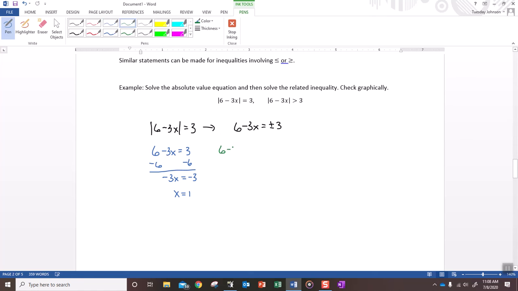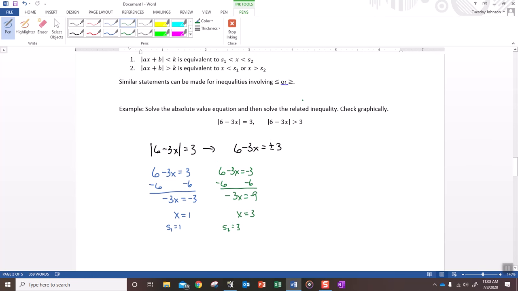But we also have 6 minus 3x equals negative 3. If we subtract 6 from both sides, minus 3x equals minus 9. Divide by negative 3, and we'll get x equals 3. So we have our S1, and we have our S2. And the order of them is just because 1 is less than 3, so this is S1 and this is S2. If we had a different situation, perhaps 3x minus 6, maybe the S1 and S2 would be switched, and that's okay.